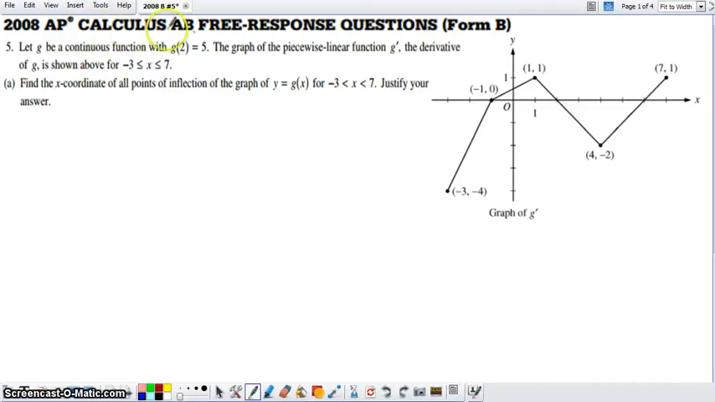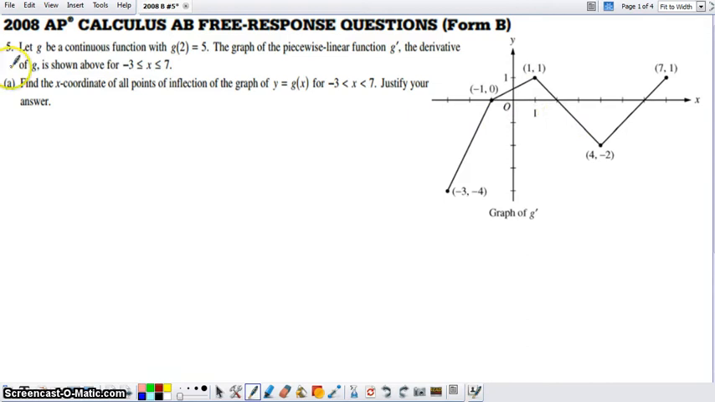So this is 2008 Form B of the AP Calc AB exam. The situation described is a non-calculator question, where g is a continuous function, we know g of 2 is 5, and then we're given the graph of g prime, the graph of the derivative of g.